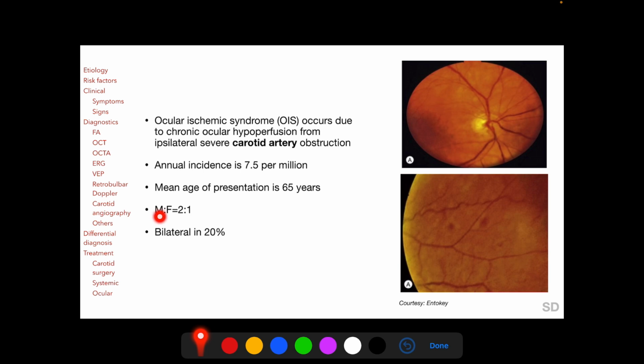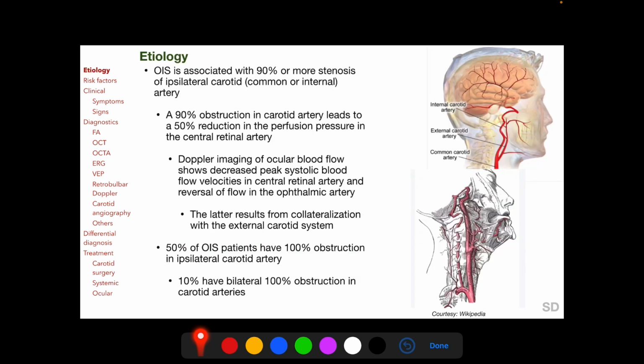OIS occurs more frequently in males as compared to females in a 2:1 ratio, and in 20% of cases, OIS occurs bilaterally. OIS is associated with 90% or more stenosis of the ipsilateral carotid artery, either the common carotid or the internal carotid artery. These two figures show the common carotid artery and the internal carotid artery obstruction, which can cause OIS. A 90% obstruction in the carotid artery leads to a 50% reduction in the perfusion pressure in the central retinal artery, and 50% of all OIS patients actually have 100% obstruction in the ipsilateral carotid artery.